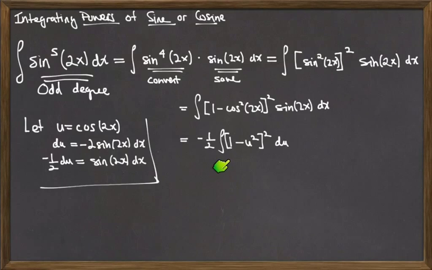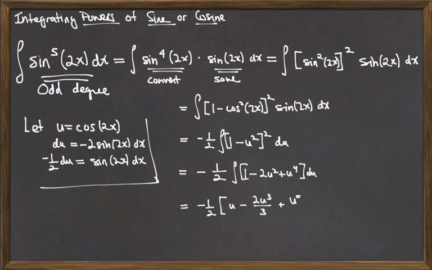What we do next is just expand this expression out, and we're integrating a polynomial in u. So expanding everything out, I'll have 1. The middle term will be minus 2 times u squared, so 2 of the u squared terms. And then when I multiply the u squares together, I'll have u to the fourth, and it'll be positive now, so plus u to the fourth. We now integrate each of these terms one by one. I have a factor of minus 1/2. If I integrate 1, I get u. If I integrate 2u squared, I get 2u cubed over 3. And then u to the fourth becomes u to the fifth over 5.